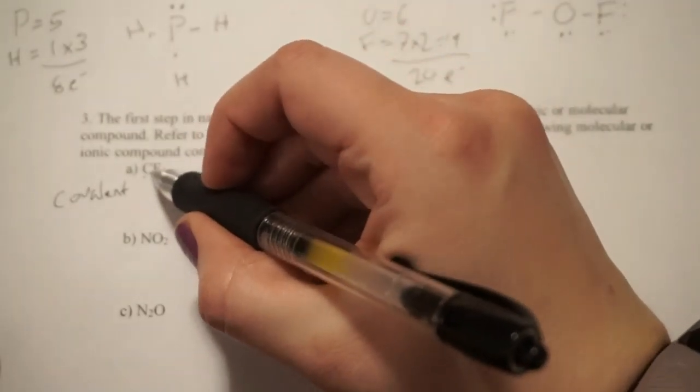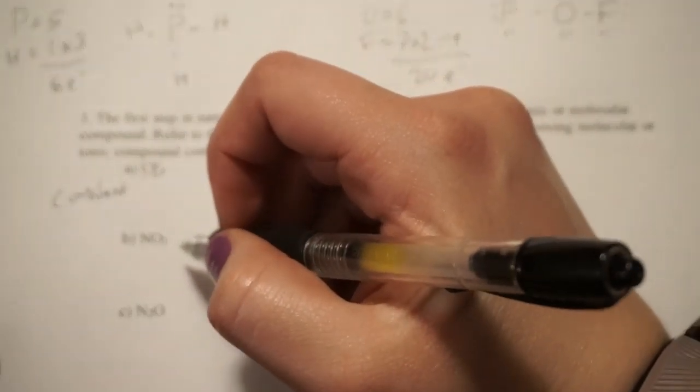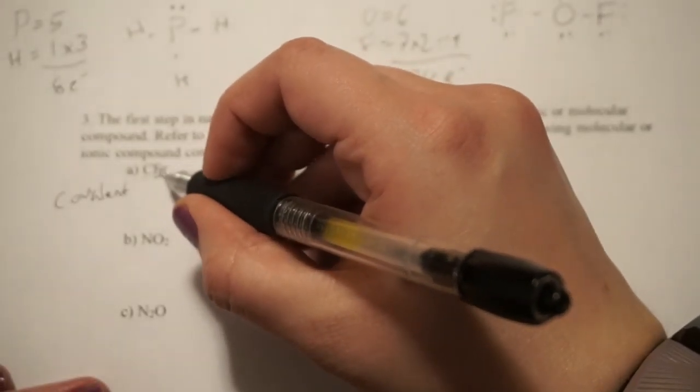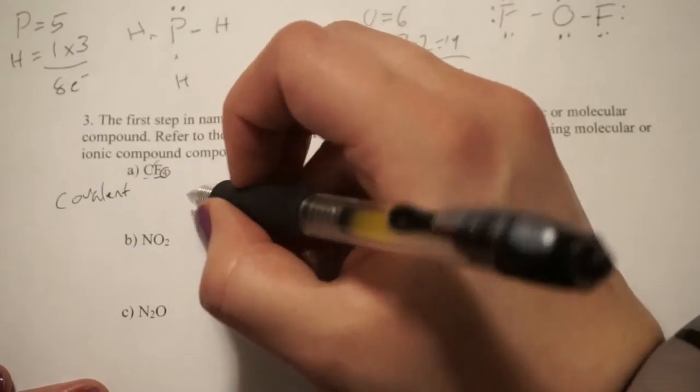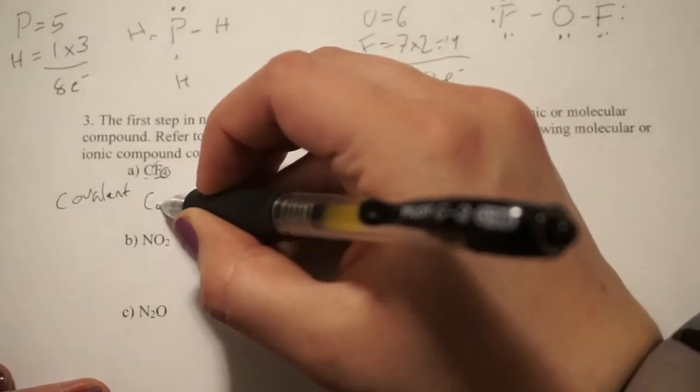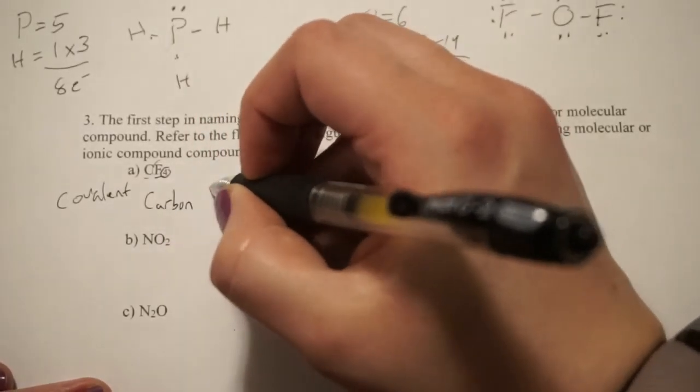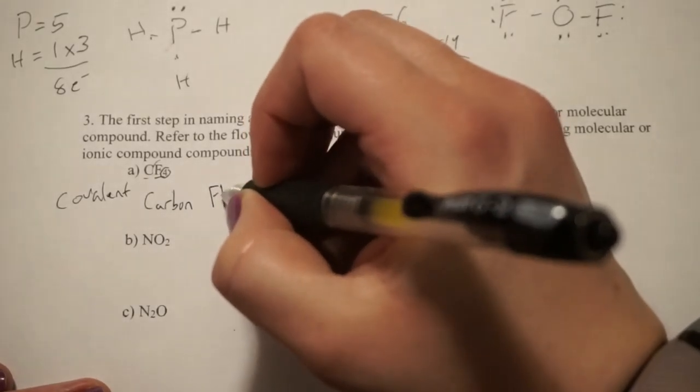And this is carbon and fluorine. And fluorine has the number 4. You change fluorine to fluoride and write carbon fluoride. Oh, tetrafluoride.